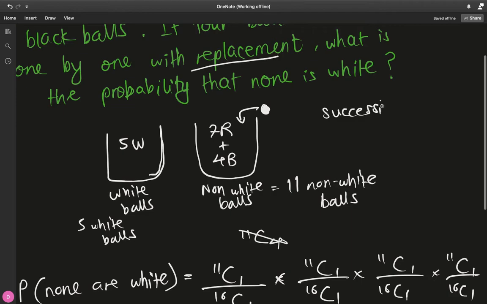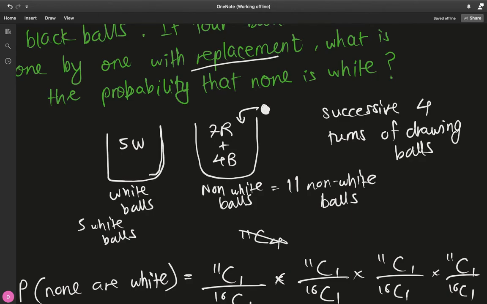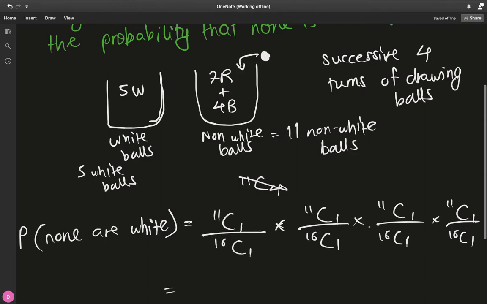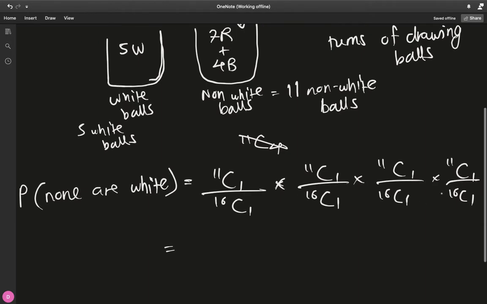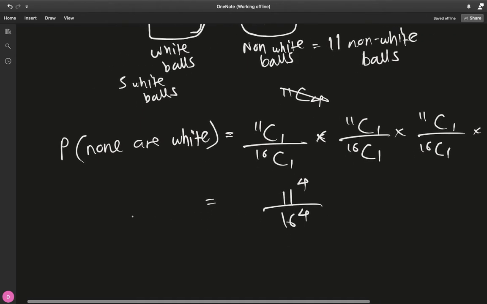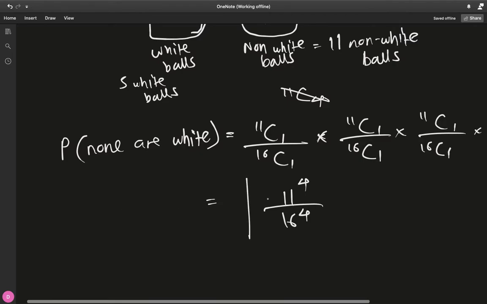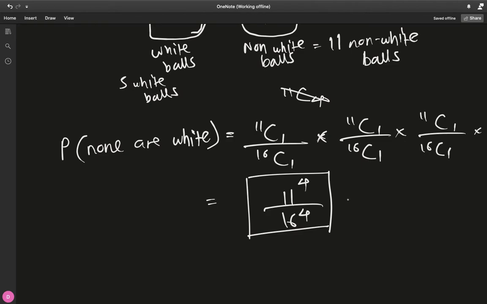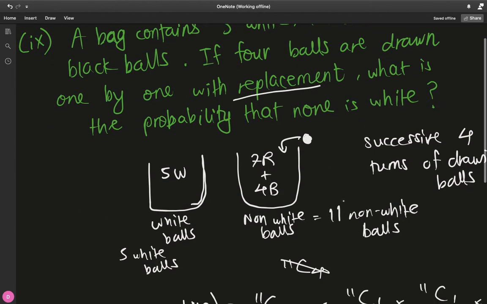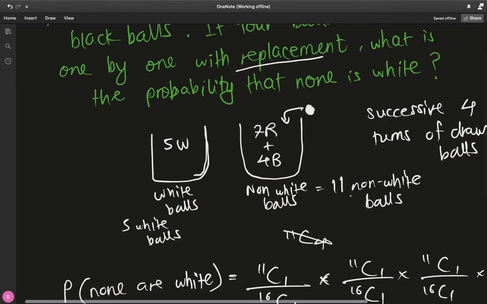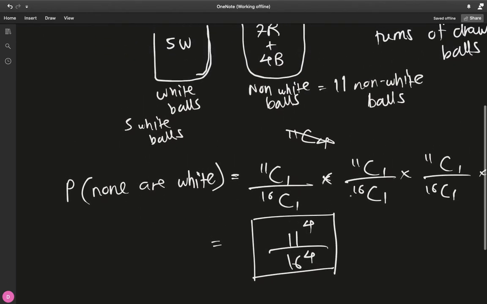So successive 4 turns of drawing balls. So it's first turn and second turn and third turn and fourth turn. So you obtain 11 times 11 times 11 times 11, 4 times. So 11 to the fourth divided by 16 to the fourth. That's your required probability of obtaining no white balls in 4 turns of drawing with replacement, if you take the turns one by one.